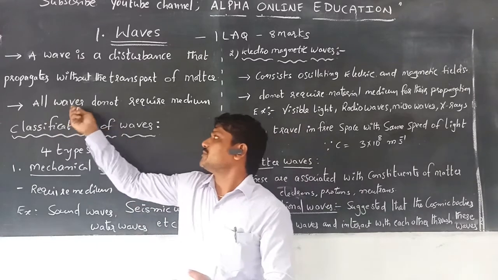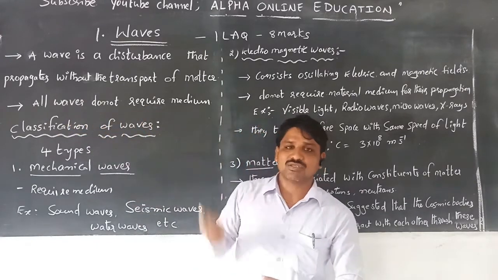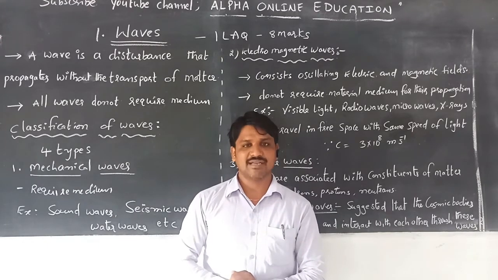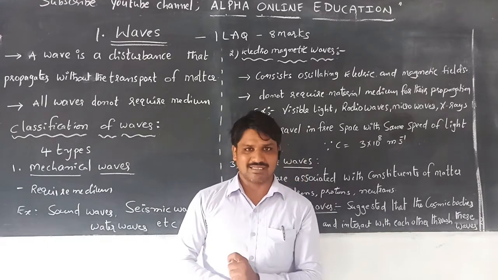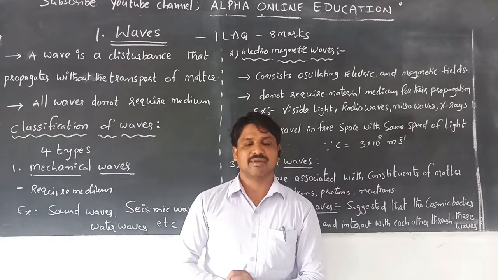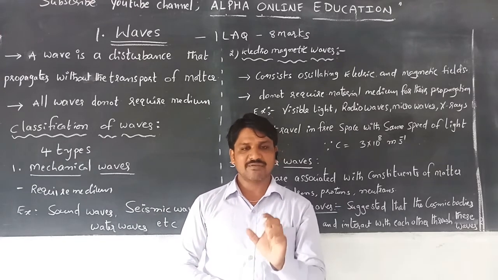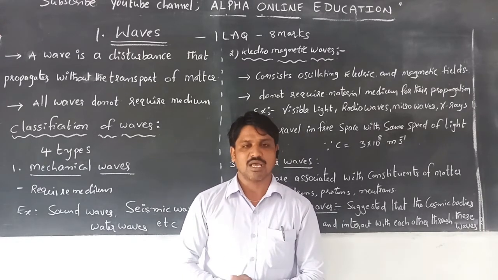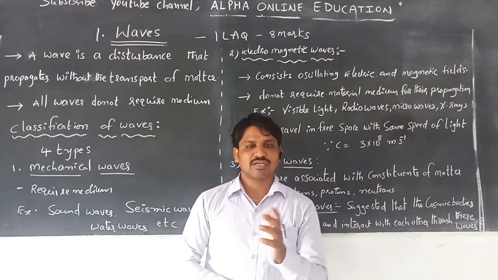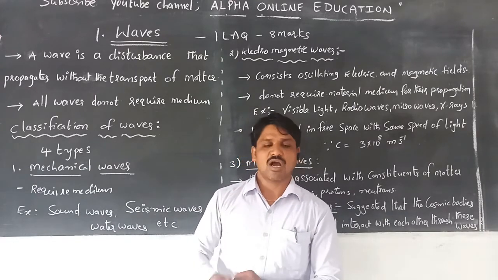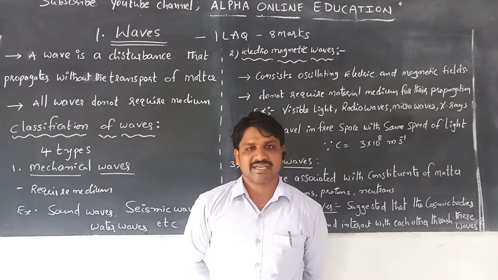Also, waves do not always require a medium. If we consider light waves traveling from the sun to the earth, the sun rays do not require any material medium, because between the sun and the earth there is a vacuum. Due to that vacuum, the sun rays pass to the earth without any medium. So that's why not all waves require a material medium.